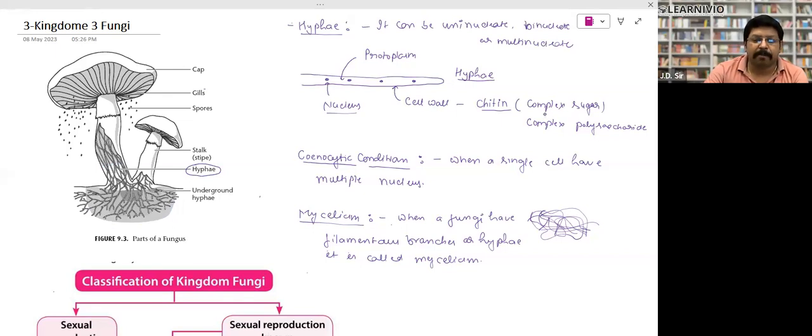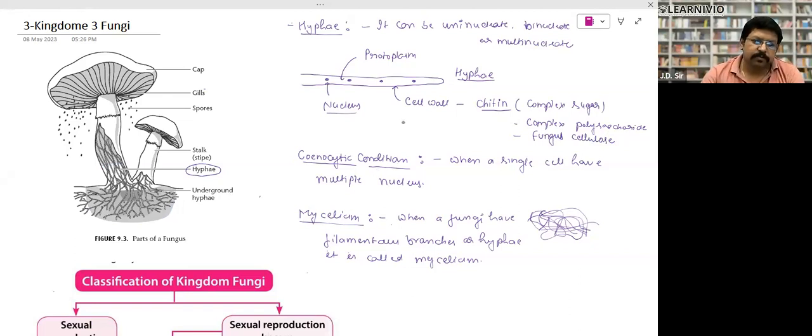Chitin is a type of complex sugar. It is a complex polysaccharide, and chitin is also known as fungal cellulose. Don't confuse it with cellulose. It is called fungal cellulose, right? So chitin is fungal cellulose.